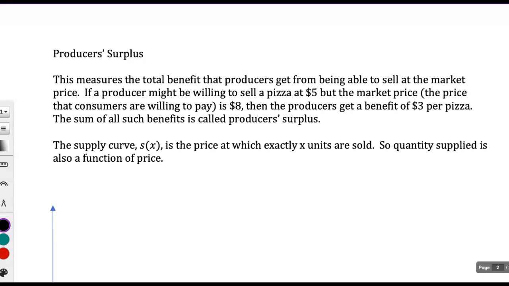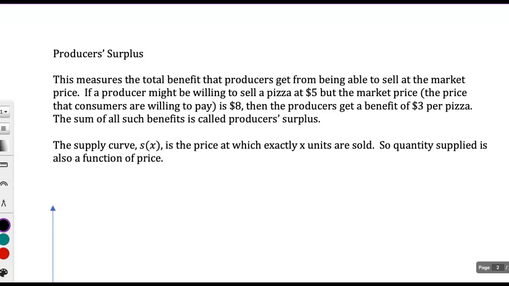Now, producer surplus is basically the same thing. It's just for producers. So producers are like, hey, this is how much I want to get for this item, but people are willing to pay more, so I'm going to take it, right? So let's say I was willing to sell this pizza for $5, but the market says my pizza's worth $8. So people are giving me $8. I was willing to take $5, but people are giving me $8. So for every pizza I sell, I feel like I have a surplus of $3. I feel like I've made more money, okay?